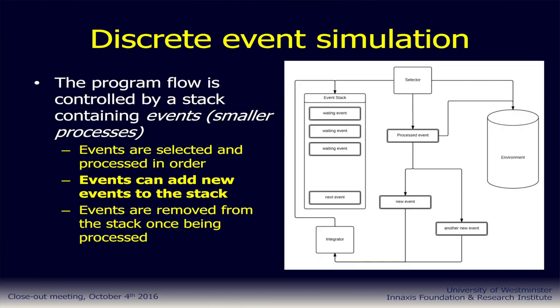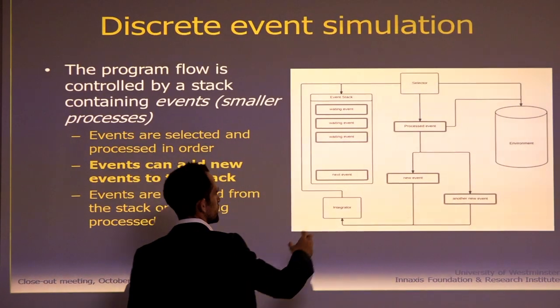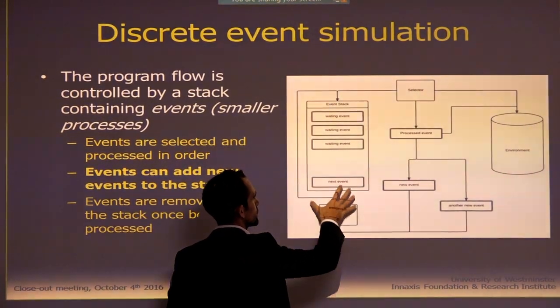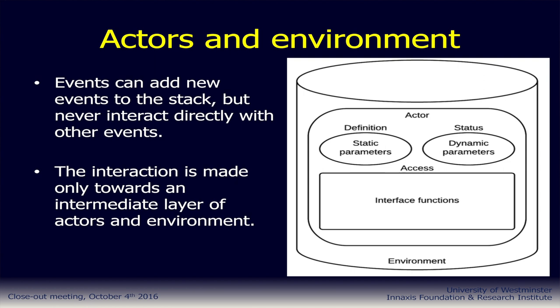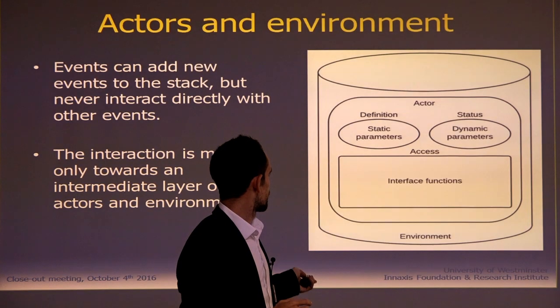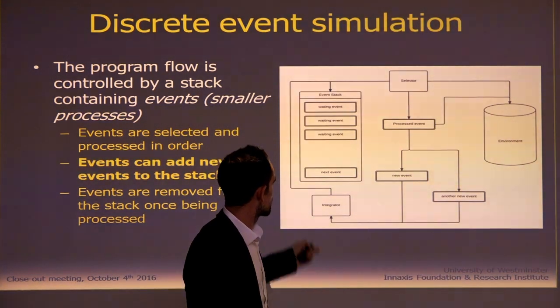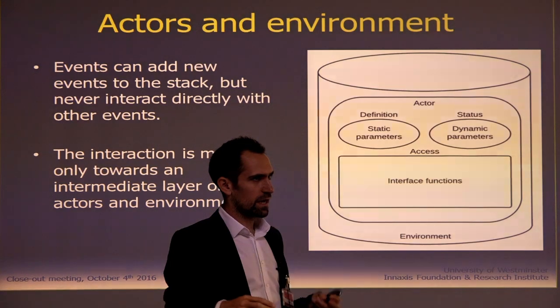Okay, on one hand, you have this event-driven simulation. At some point you can have more than one stack, but let's assume you have only one. Each of these events is controlled by one actor, so you have one action in the system. These actors have a series of definition parameters, some static, some dynamic. The important thing here is that there are two levels: one level for the events, how you manage them and how events trigger new events, and another level, the actor level.